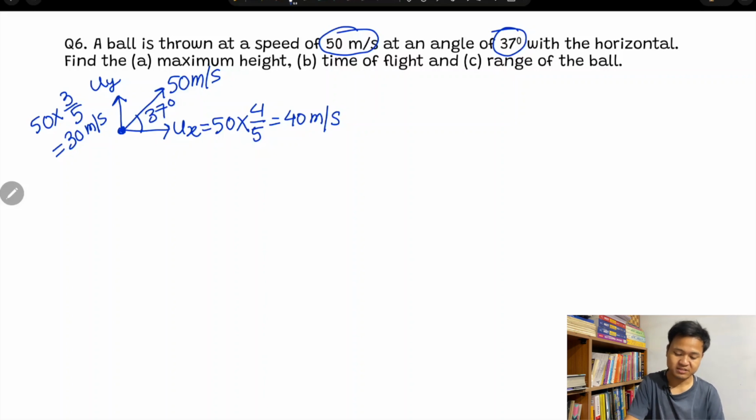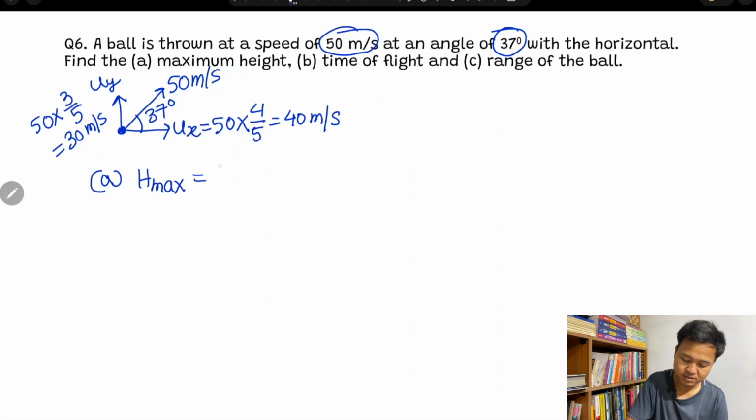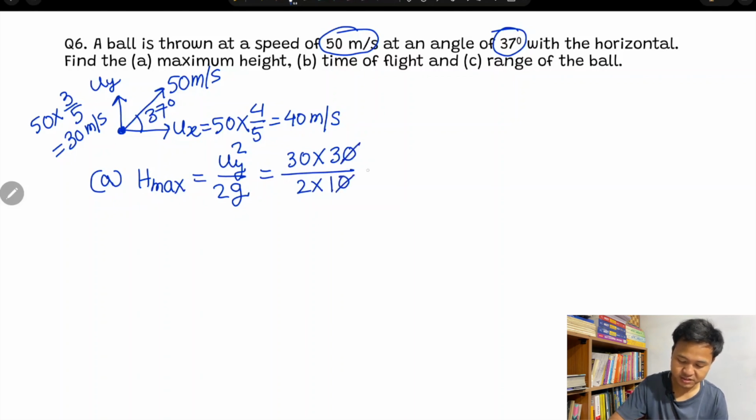The question is the maximum height. So h max, the formula is uy square by 2g. Now uy is 30, so 30 into 30 divided by 2 into 10. So the zeros cancel, 3 threes are 9, 90 by 2, which is 45 meters.